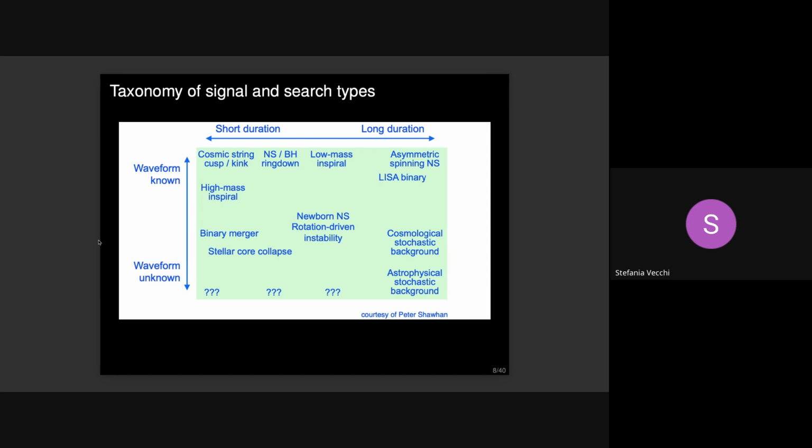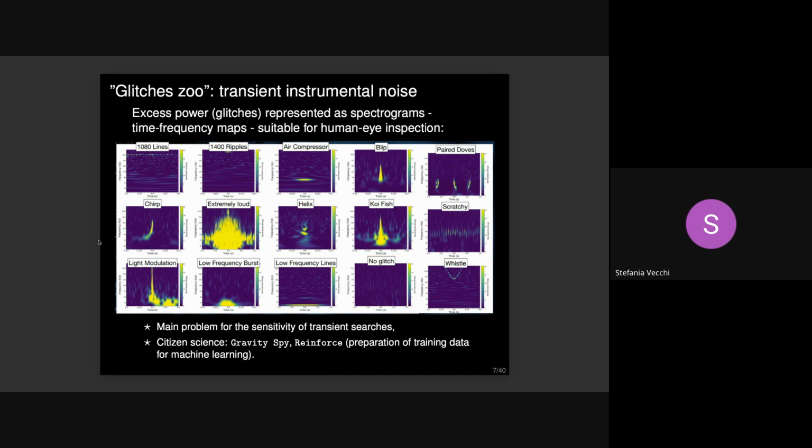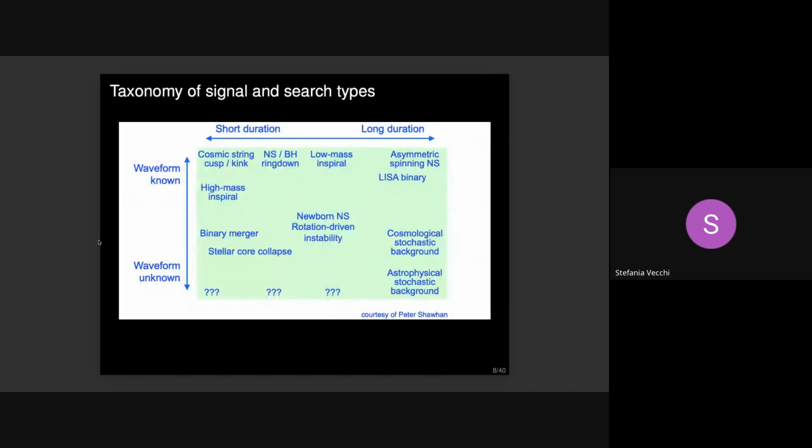But if we have many detectors, we can do a coincidence search between them, and if the same signal happens in many detectors at the same time, then we can at least exclude some glitches that are happening locally because of, for example, seismic noise.